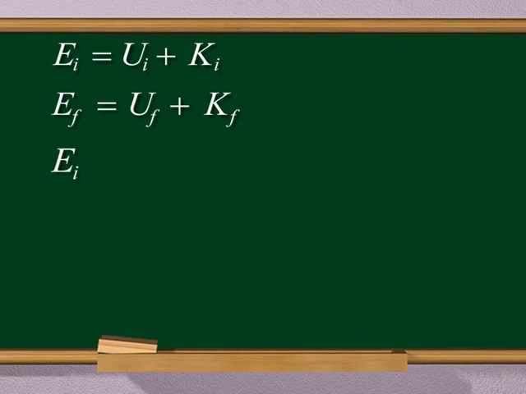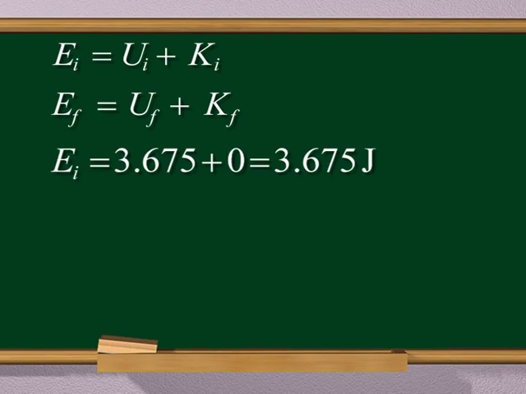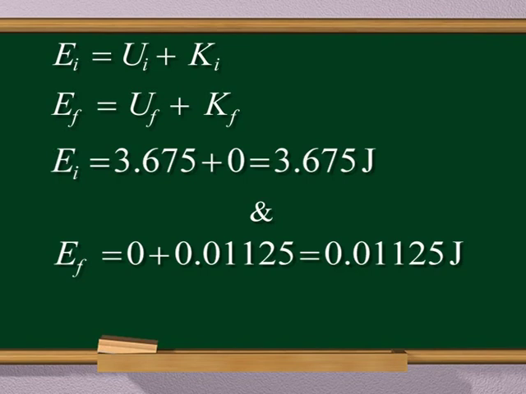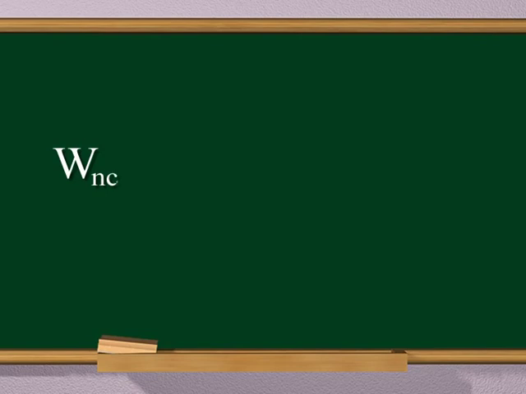Finally, substituting the calculated values of Ui, Ki, Uf and Kf in the equation for Ei and Ef, we get Ei as equal to 3.675 plus 0 equal to 3.675 joules, and Ef is equal to 0 plus 0.01125, that is equal to 0.01125 joules.